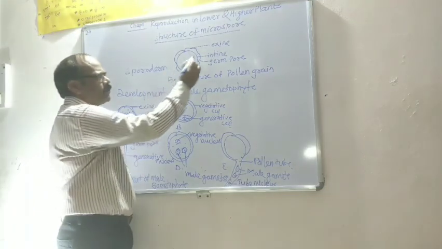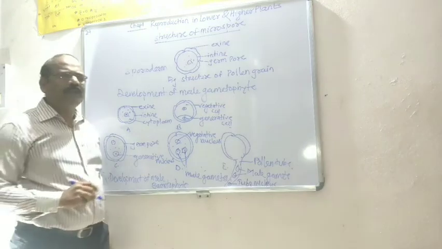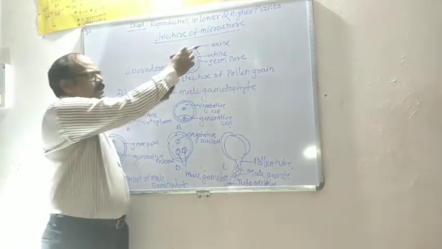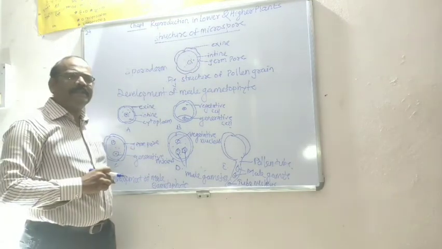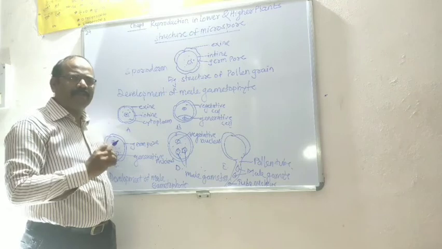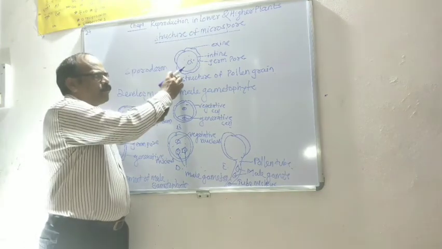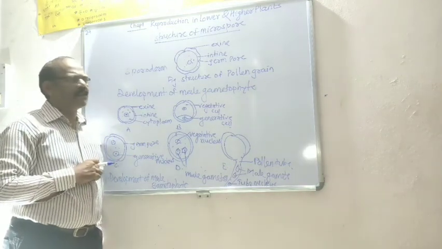The sporoderm consists of an outer layer called the exine and an inner layer called the intine. Exine is the outer protective covering, which is formed by a complex non-biodegradable substance called sporopollenin. It may be smooth or have a sculptured pattern. It is resistant to chemicals.